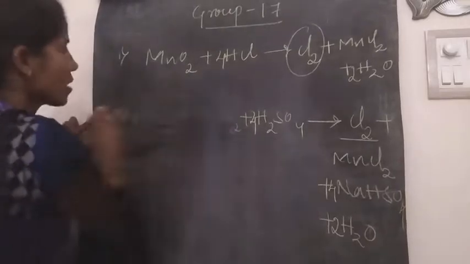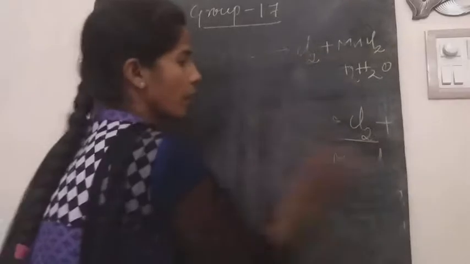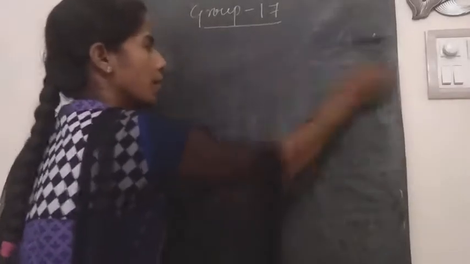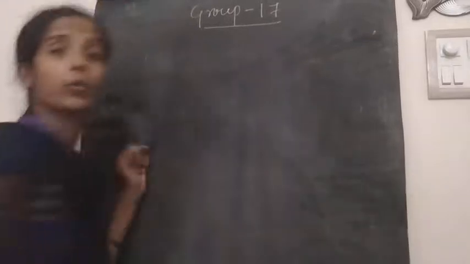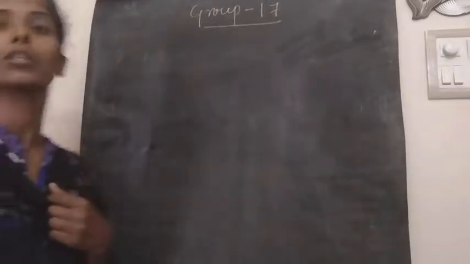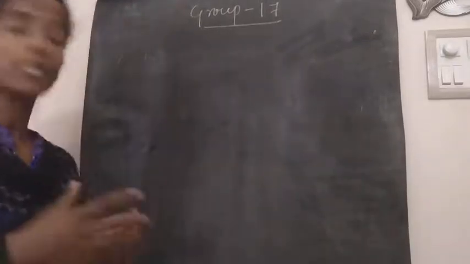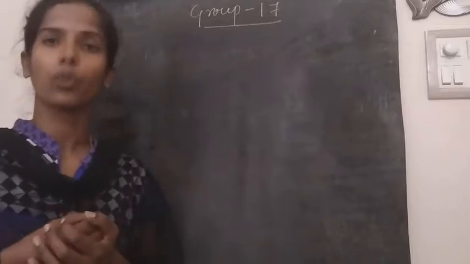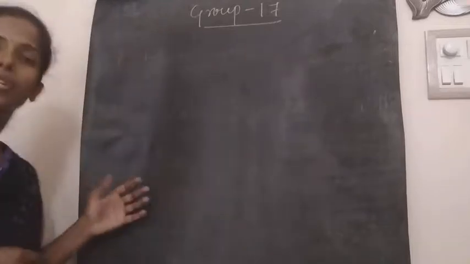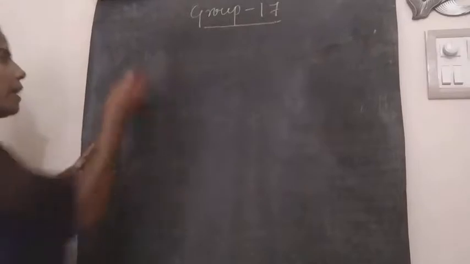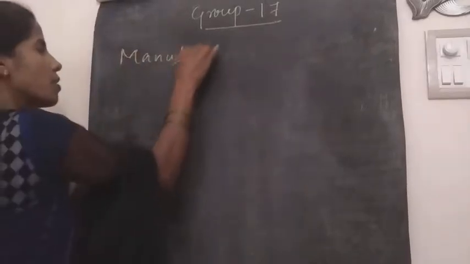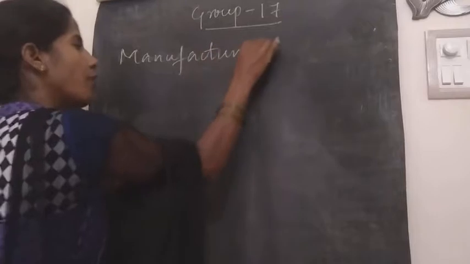And on a large scale, this chlorine is prepared commercially. If we need an excess of chlorine, how is this excess of chlorine prepared commercially? This Cl2 gas is prepared by the manufacture of chlorine.